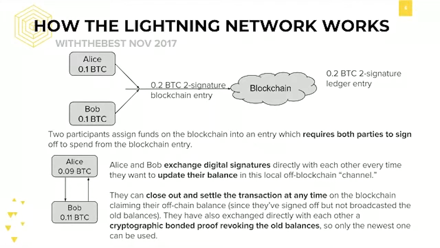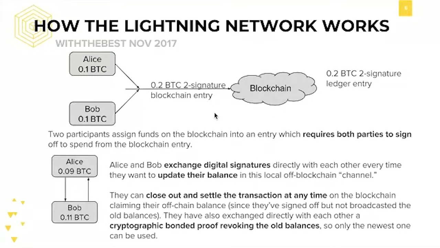And this is done in such a way that if you try to broadcast an old state, if you will, an old transaction that isn't the most up-to-date, then the other party can basically steal your money and take all the funds. So this is what enables Lightning to be trustless, so to speak.